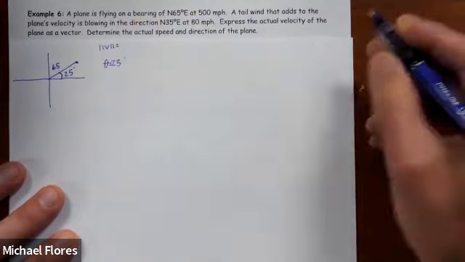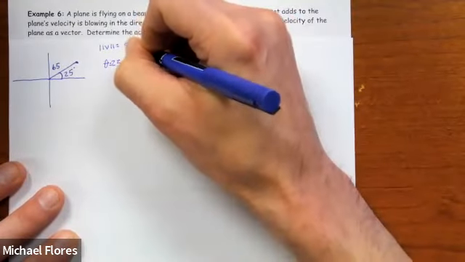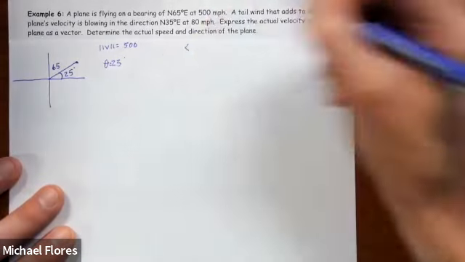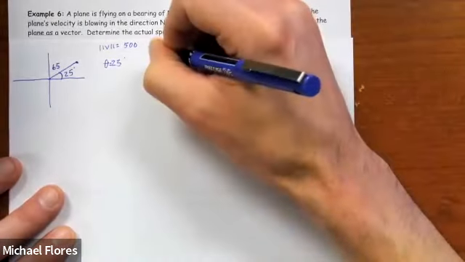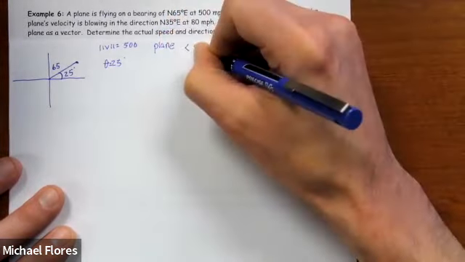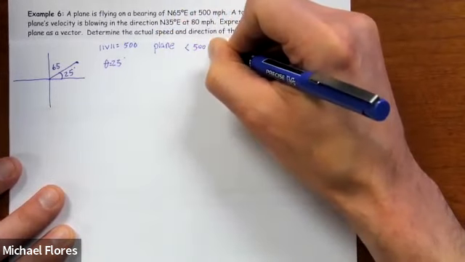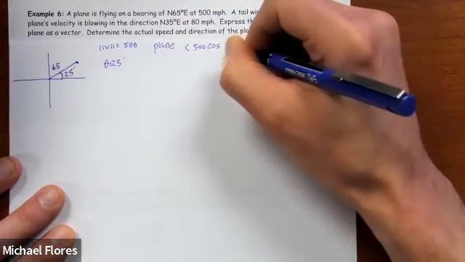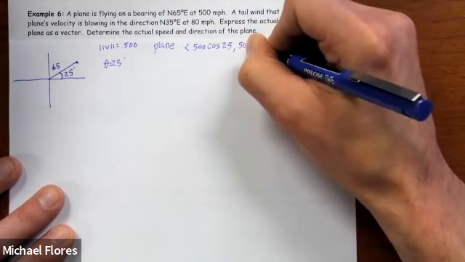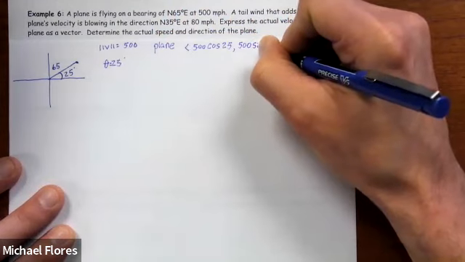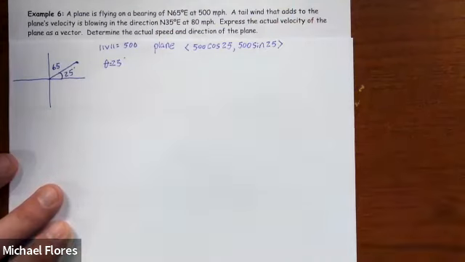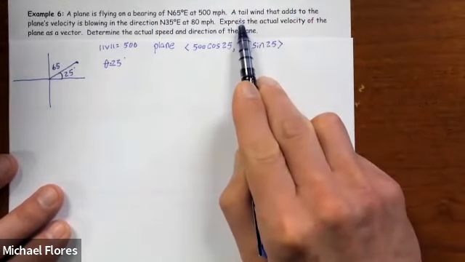Our plane's velocity is 500 miles per hour. So let me go ahead and set up the component vector for our plane. Magnitude cosine angle, magnitude sine angle. All right, now let's continue on with the rest of the problem.